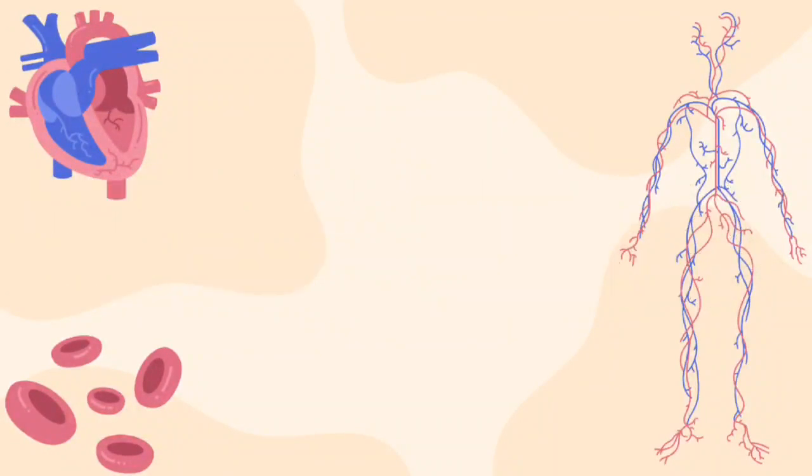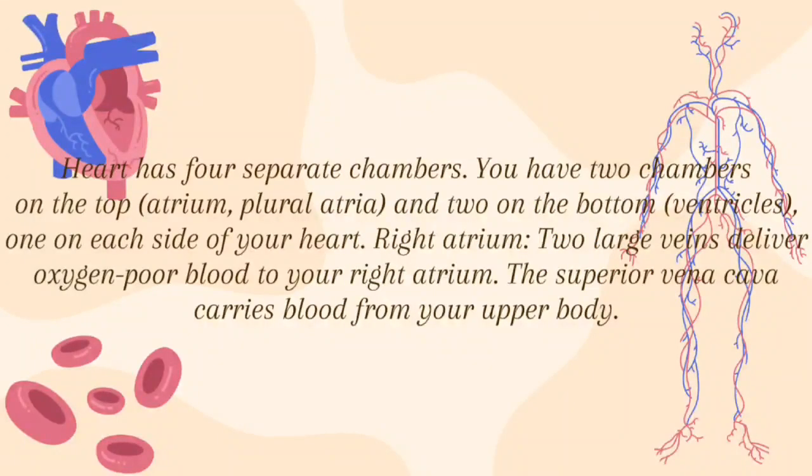Heart has 4 separate chambers. You have 2 chambers on the top, atrium, plural atria, and 2 on the bottom, ventricles, 1 on each side of your heart. Right atrium, 2 large veins deliver oxygen-poor blood to your right atrium. The superior vena cava carries blood from your upper body.